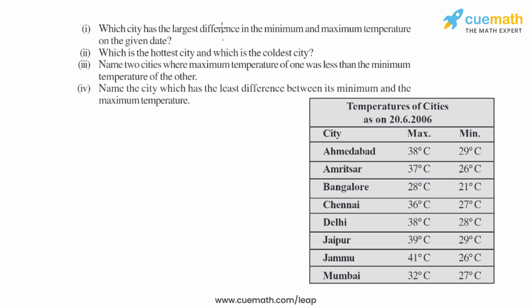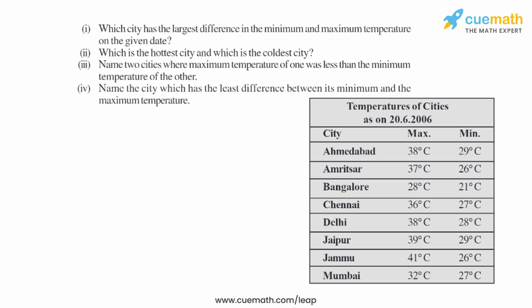Now let us discuss the 4 subparts of this question. Which city has the largest difference in the minimum and maximum temperature on a given date? Which is the hottest city and which is the coldest city? Name 2 cities where maximum temperature of one was less than the minimum temperature of other. Name the city which has the least difference between its minimum and maximum temperature.